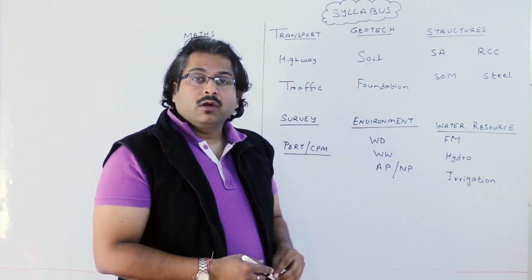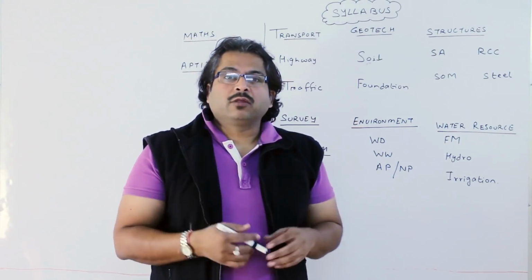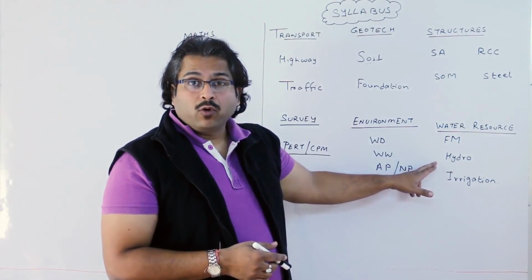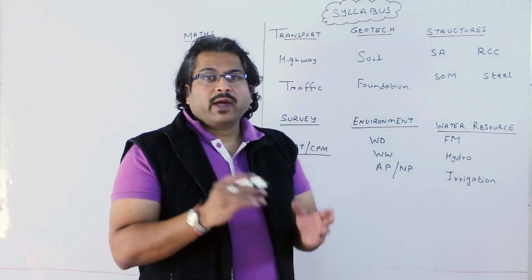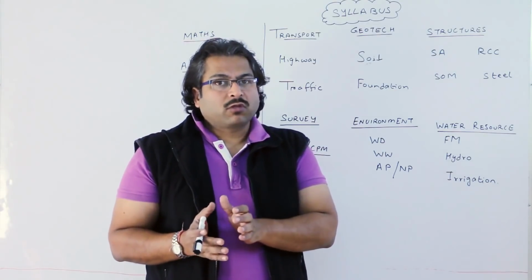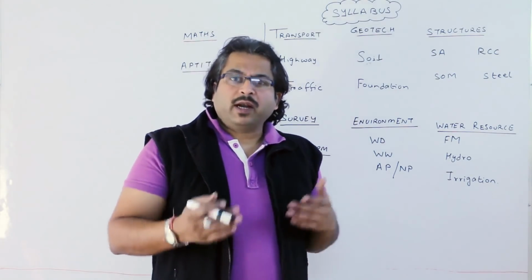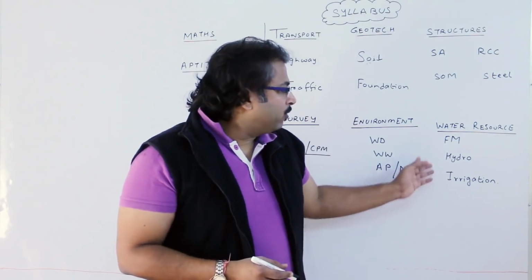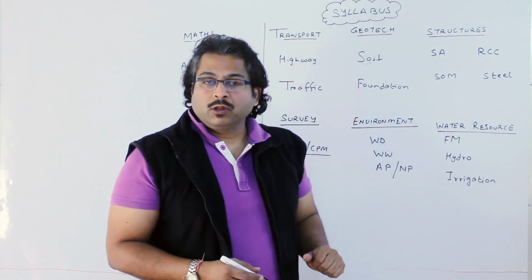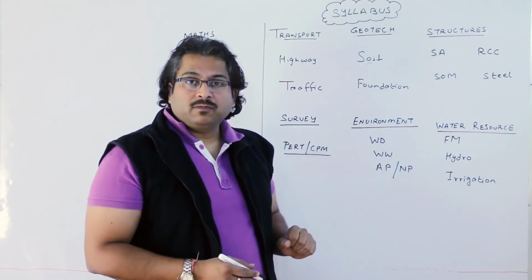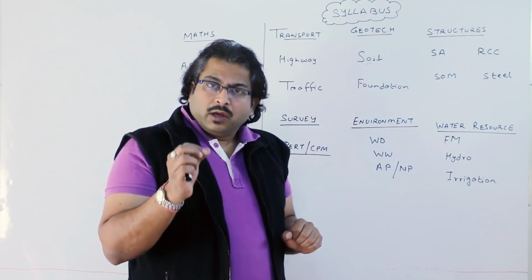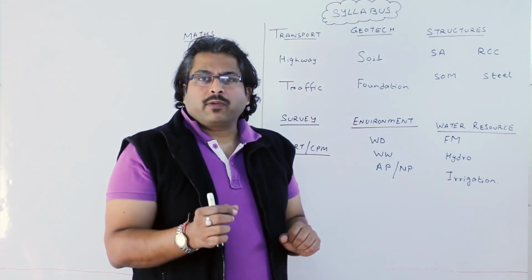The water resource, or the WRE as you preferably say. The water resource consists of fluid mechanics, hydrology, and irrigation. In fluid mechanics, generally, civil engineers have more weightage on open channel flows and the statics, dynamics, and kinematics of the fluid. Hydrology and irrigation are also part of water resource engineering. Then environment. Environmental engineering. This environmental branch is taking a lead over many other branches.